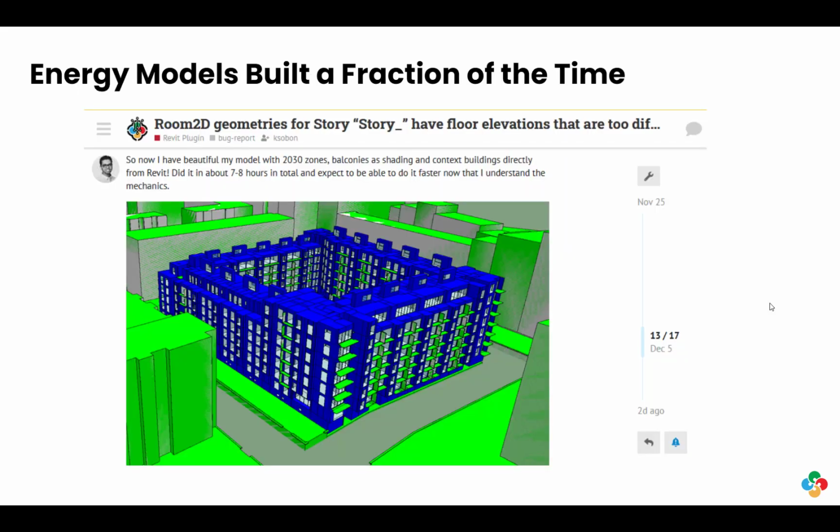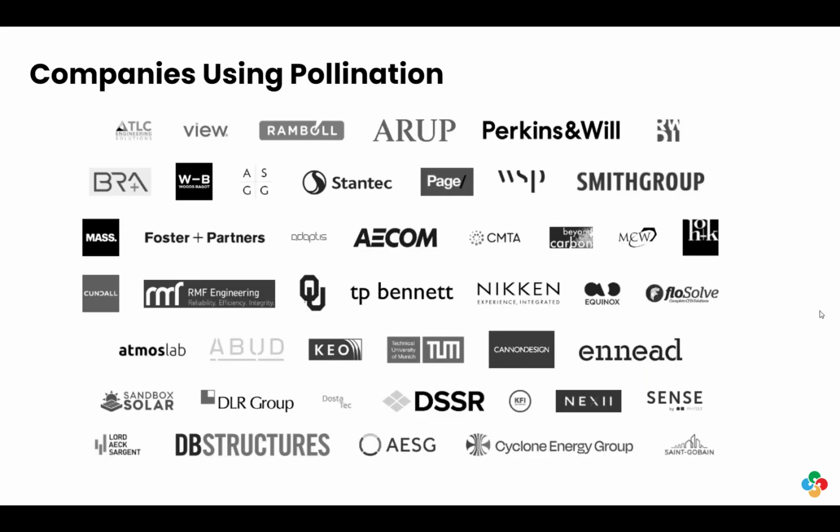And this is how we have users like that, which you see here, who built a model with over 2,000 zones, and he was able to do this in 7 to 8 hours. He thinks he could do it even faster because this was the very first time he was using our tools. And we have many, many companies using our Pollination products in their workflows to eliminate the redrawing from scratch problem.